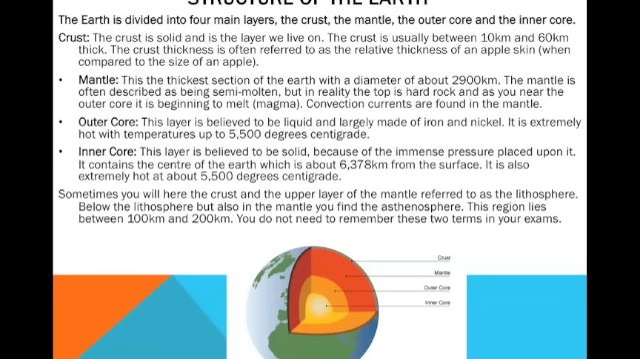The outer core, here this light orange part, is the layer believed to be liquid, and it's largely made of iron and nickel. It's extremely hot with temperatures of up to 5.5 thousand degrees centigrade.